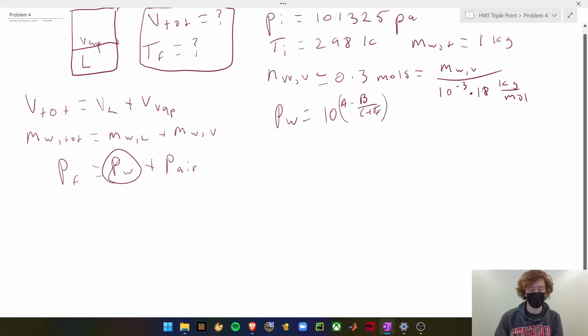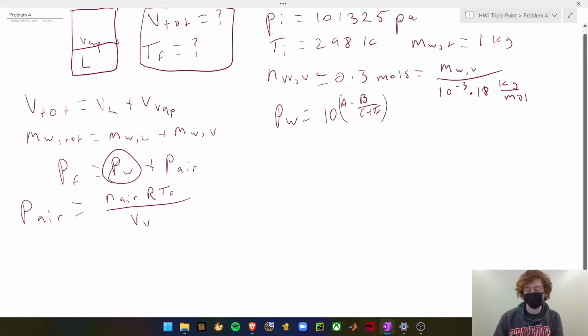So we still need to find out what our partial pressure of air is. So we can assume air is acting as an ideal gas. So we know that pressure times volume equals number of moles times R times the temperature. So to isolate our pressure of air, all we have to do is divide both sides by the volume. So we know that pressure of air is equal to the number of moles of air times R times our final temperature divided by the volume of the vapor phase.